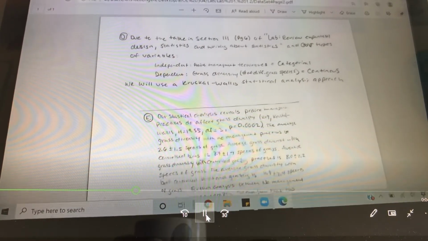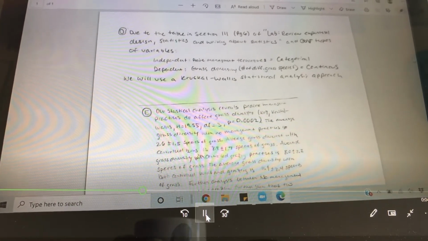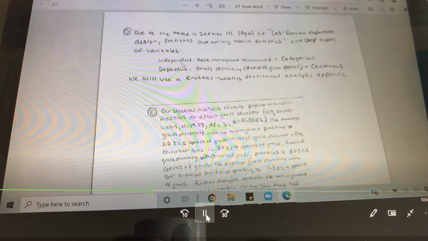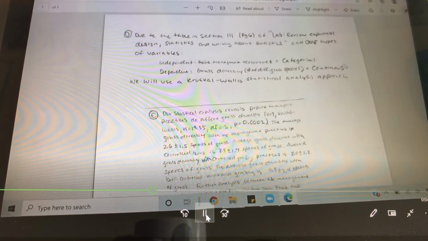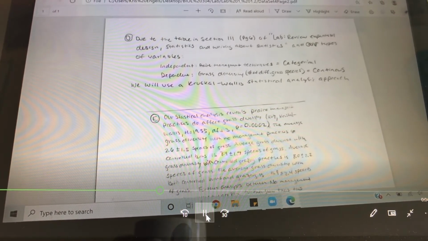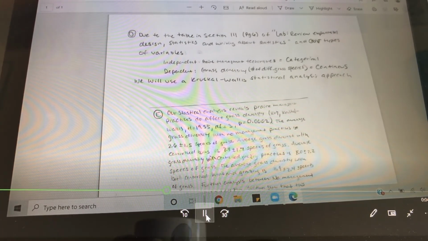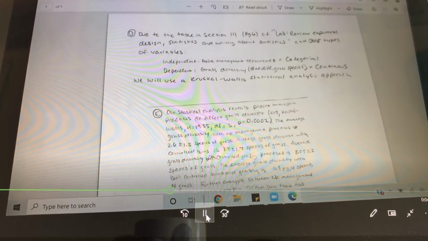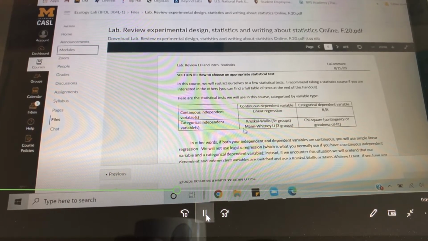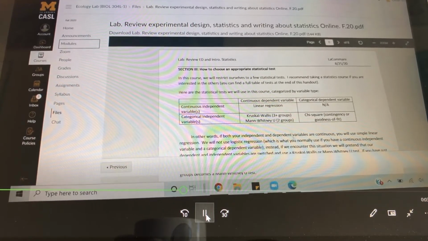So that takes us to letter D. In letter D, we are asked to state which statistical test we would use and provide a justification for why you would choose that test. Based on what type of variables we had, the independent variable, prairie management techniques, is categorical, and the dependent variable, grass diversity, is continuous. Based on that information and the table in section 3 of page 6 of the lab review, experimental design, statistics and writing about statistics, which you can find here, we would either use the Kruskal-Wallis or the Mann-Whitney U test. And since we had more than 3 groups, we are going to use the Kruskal-Wallis test.